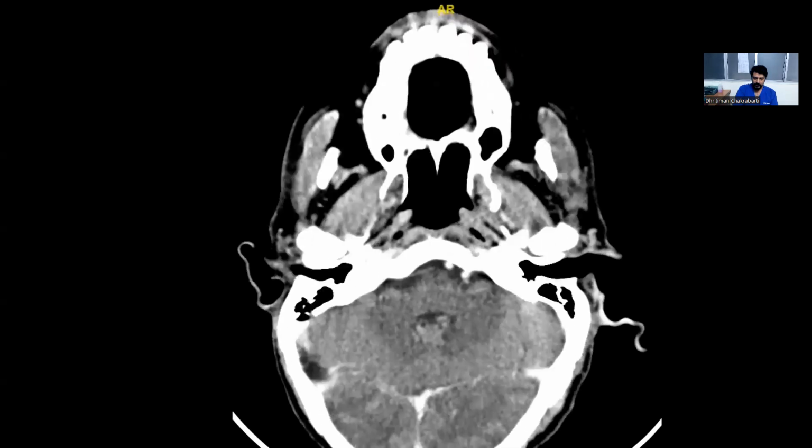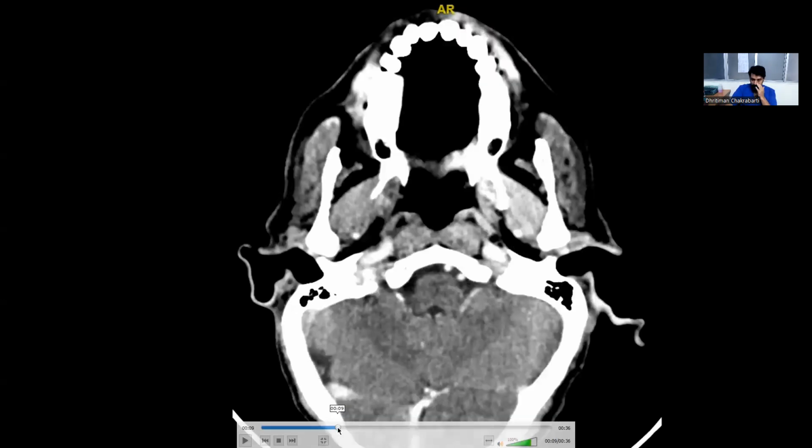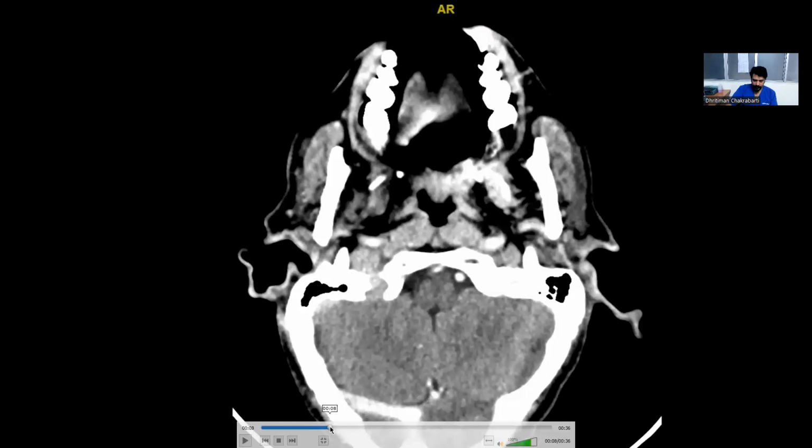You are able to see the two vertebral arteries, and they are now coalescing to form the basilar artery. Now, next important thing: how do you know when you are at the pons level, and when you are at the medulla level? So let's just go a little back. Here you are able to see that the part of the brainstem is very well delineated compared to the surrounding cerebellum.